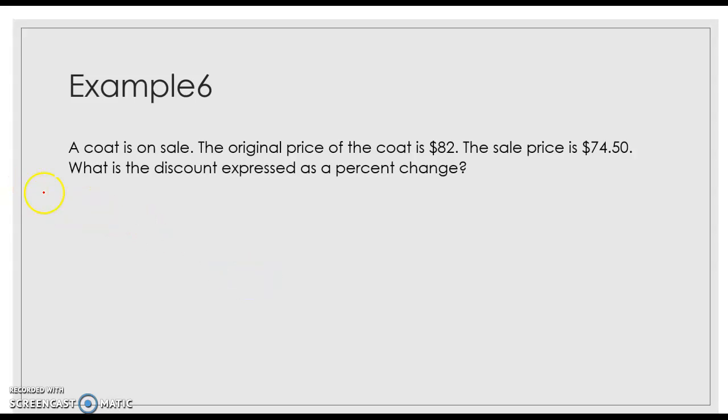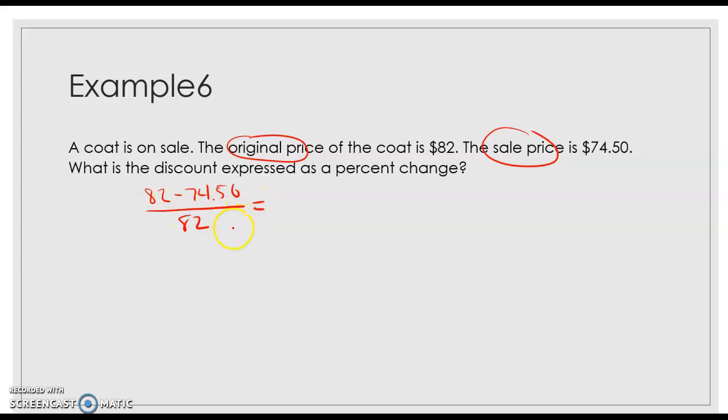All right, so we have a coat is on sale. The original price of the coat is $82, right? So that's original amount. And the sales price is $74.50. What is the discount expressed as a percent change? And so we are technically doing the absolute value, but really, as long as you just take your original minus the sale amount, and then in the end, we're going to divide that by our original amount.